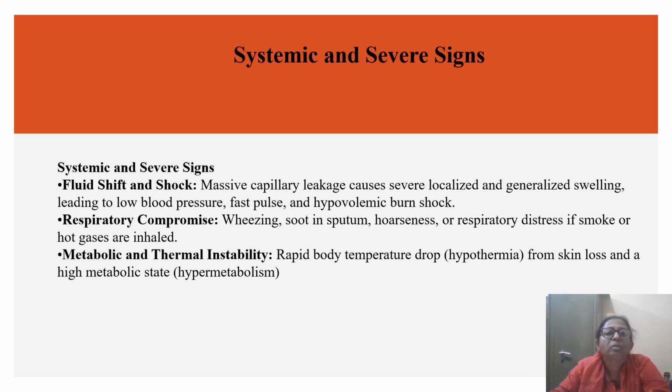Systemic and severe signs: fluid shift and shock, massive capillary leakage causing severe localized and generalized swelling leading to low blood pressure, fast pulse, and hypovolemic burn shock. Respiratory compromise: wheezing, soot in sputum, hoarseness or respiratory distress when smoke and hot gases are inhaled. Metabolic and thermal instability: rapid body temperature drop, hypothermia from skin loss, and a high metabolic state, hypermetabolism.